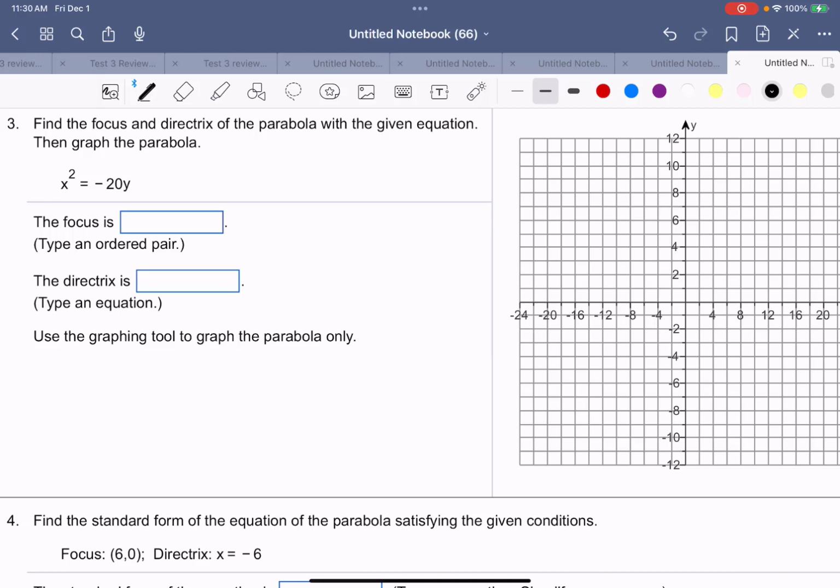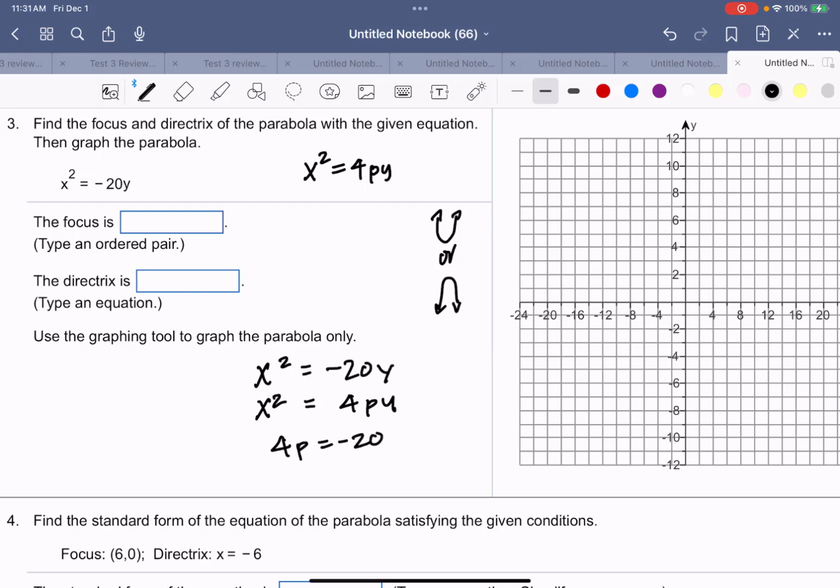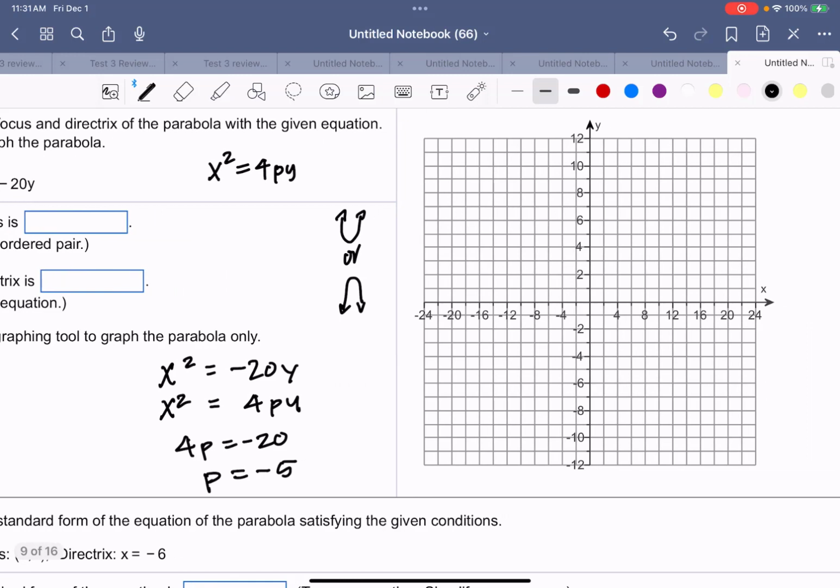Number 3, this is in the x squared format. So x squared equals 4py. Now I know this one's going to be vertical, so it's either going to be up or it's going to be down. Okay, and so they gave us x squared is -20y. So x squared is 4py. That means 4p has to be -20, and p has to be -5. Now the vertex is at 0, 0. Okay, and p is down here at -5.